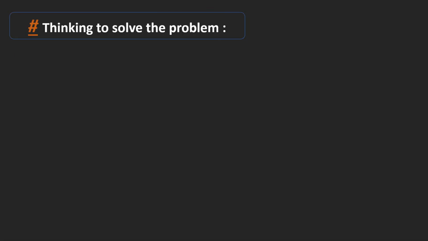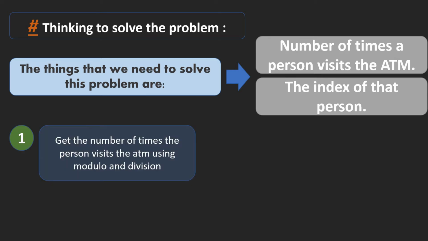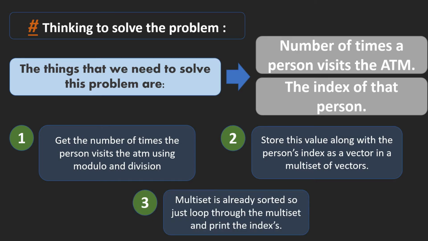To solve this problem we require two things. First is the number of times a person visits the ATM to withdraw the full amount. Second is the index of the person. So first we will get the number of times the person visits the ATM using modulo and division. Now we store these visits and index as a vector in a multiset. The multiset will sort the vectors first on the basis of number of visits, then on the basis of index. So we will get our answer, and the only thing we need to do is print the indexes.